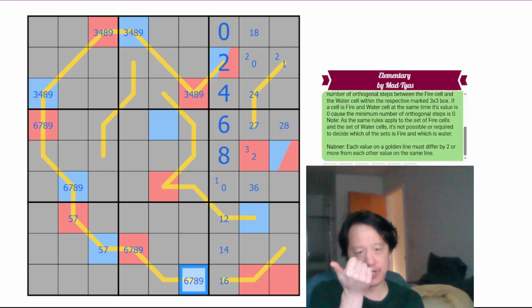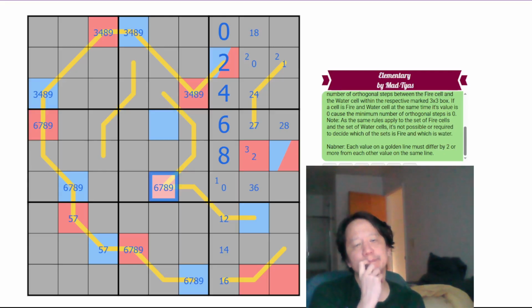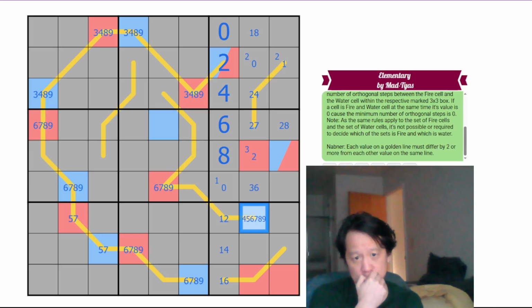So the 7s would not be available anymore. 8 and 9 would not be available anymore. This would also have to be 6 through 9. This could be 3 away, so this would have to be 4 through 9.